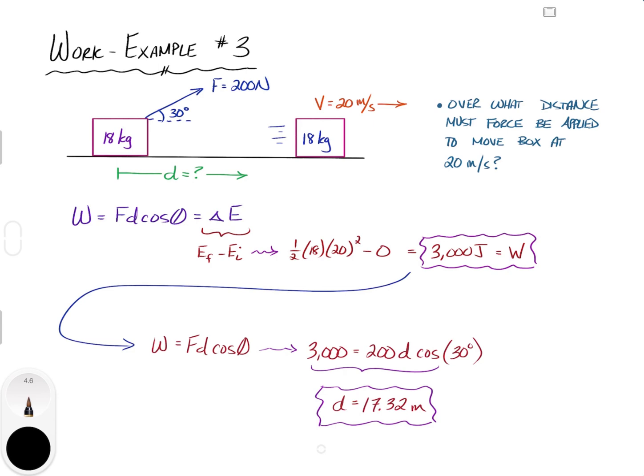And in this case, the angle is 30 degrees because the distance is to the right, and the force is being applied 30 degrees from the same axis that the distance is acting along. So if I plug all of that in and I do my algebra correctly, and I am in degree mode because my angles are in degrees, I should find that if I stop applying that force after the block has moved exactly 17.32 meters, that's the moment at which it should be traveling at 20 meters per second.